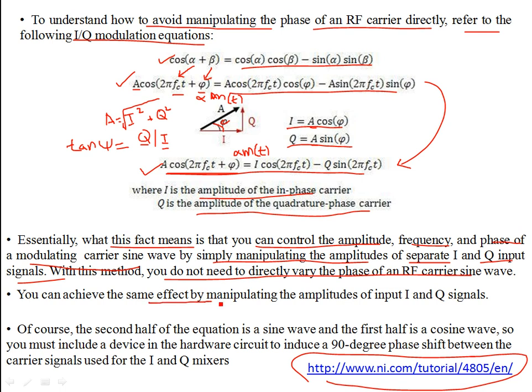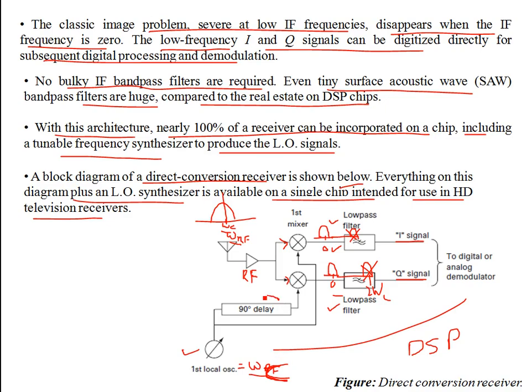So you can achieve the same effect by manipulating the amplitude of I and Q, let's say for amplitude modulation. Of course, the second half of the equation is a sine wave, and the first half is a cosine wave. So you must include in your device and hardware circuit a 90-degree phase shift between the carrier signals used for I and Q mixers. Just like over here you have a 90-degree delay to produce the I and Q channels. Again over here, you were demodulating this because the local oscillator has a frequency of omega c. You bring it down to 0.